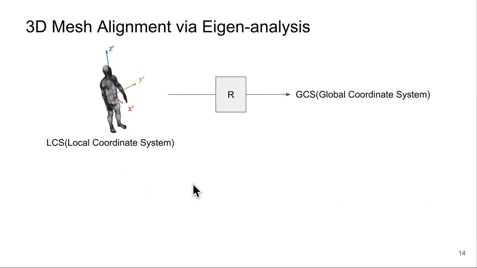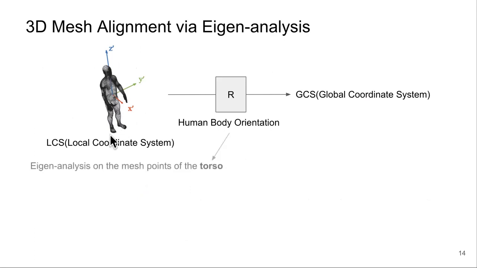So what's next? The next step is to align the LSC to the GSC. Observe that in the LSC, the x' axis is defined as the same as the human body orientation, meaning that if we are able to identify the x' axis in the original coordinate system, we already know the rotation matrix.